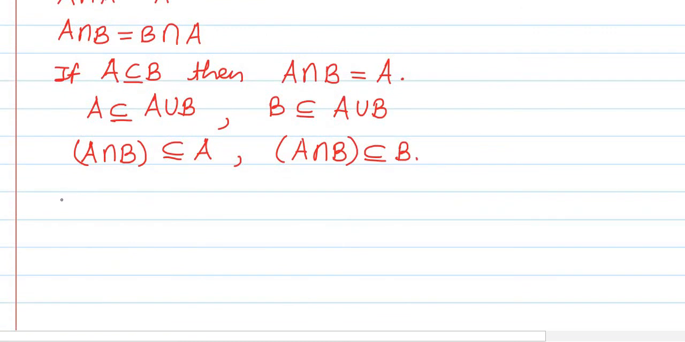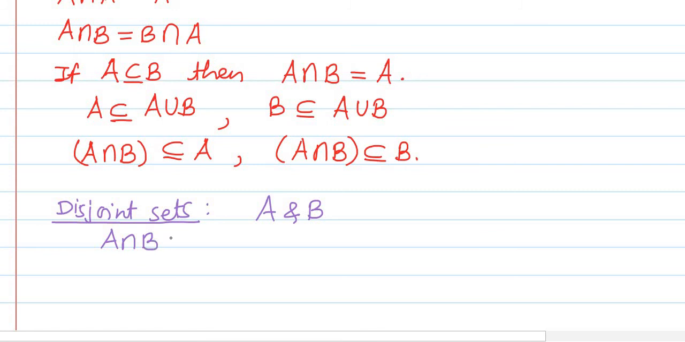Next one, we'll discuss disjoint sets. Suppose we have two sets A and B such that they do not have any element in common. If two sets A and B do not have any element in common, which means that A intersection B is equal to the empty set phi, then we say that the sets A and B are disjoint.